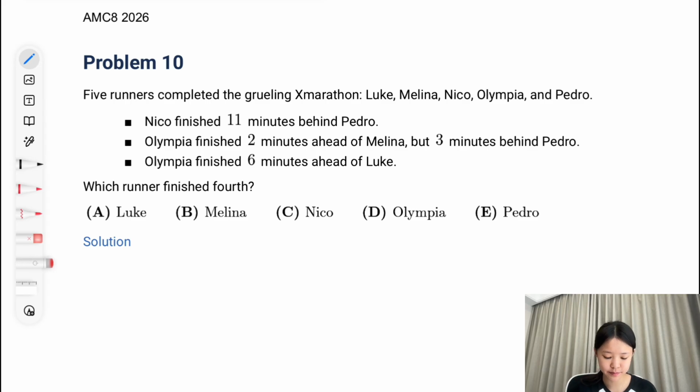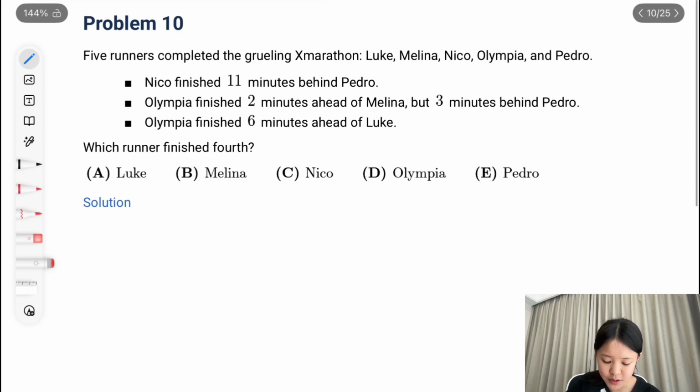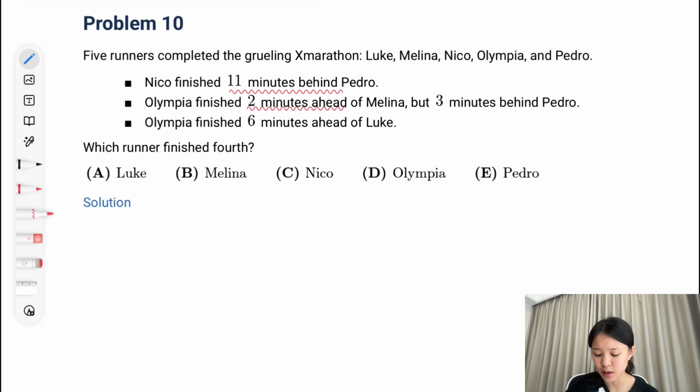Problem 10. 5 runners completed the grueling marathon, and they were Luke, Melina, Nico, Olympia, and Pedro. So they tell us a few things here about the order of these people. First, they tell us Nico finished 11 minutes behind Pedro, and Olympia finished 2 minutes ahead of Melina, but 3 minutes behind Pedro, and Olympia finished 6 minutes ahead of Luke.